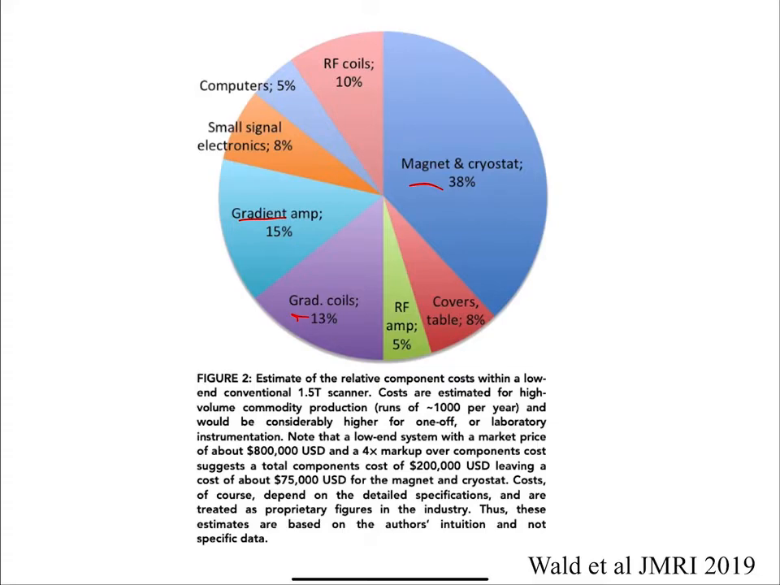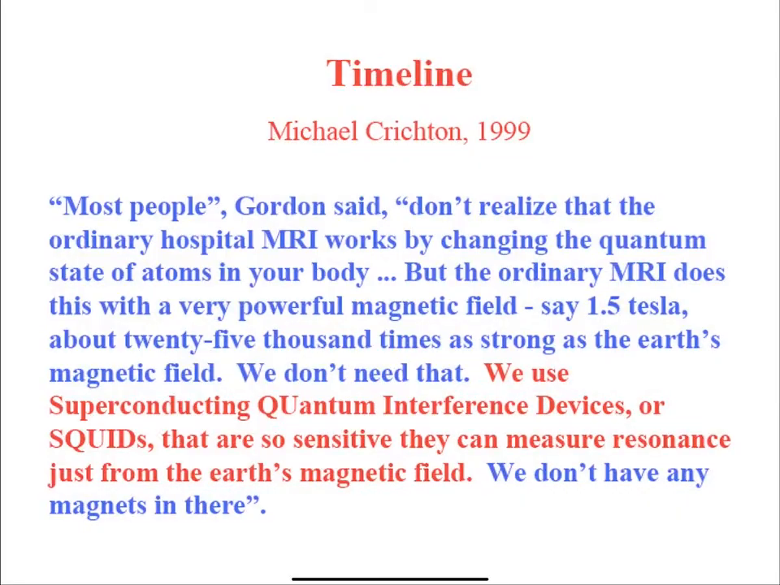So a lot of the work has gone to, what can we do with the magnet? What can we do with the gradient amp and coils? All right. So does anyone here know who Michael Crichton is? Yes. Who is he? He wrote Jurassic Park, right? And a bunch of other stuff, right? So he wrote this thing, which I have not read, called Timeline, and he was a medical doctor before he became a writer, so he researches his books very well. And this is actually pretty good.